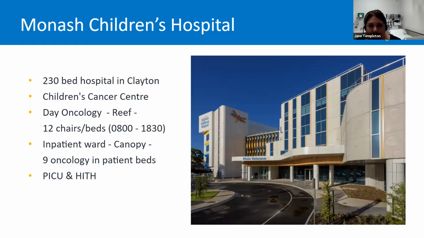Monash is a 230-bed purpose-built children's hospital here in Clayton, Victoria. The Children's Cancer Centre, the hospital, was first opened in April 2017, and it's located on site of Monash Medical Centre, but next door to it. There are also paediatric satellite sites at Dandenong and Casey, but all children with cancer are treated only at Clayton, so we'd never have inpatients across there.